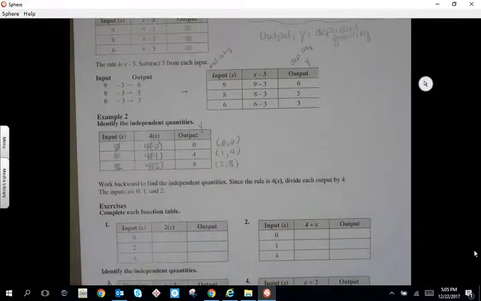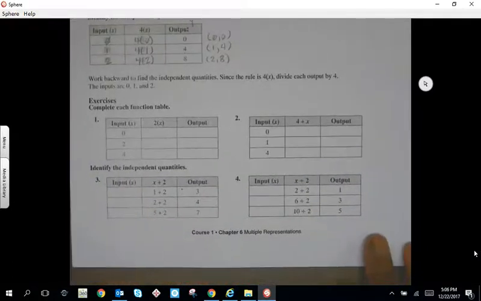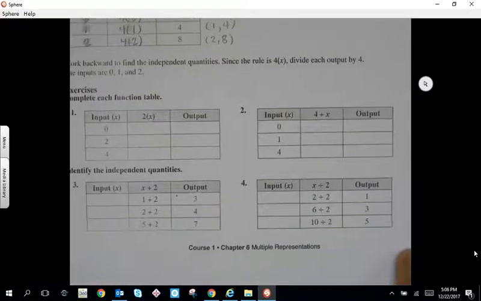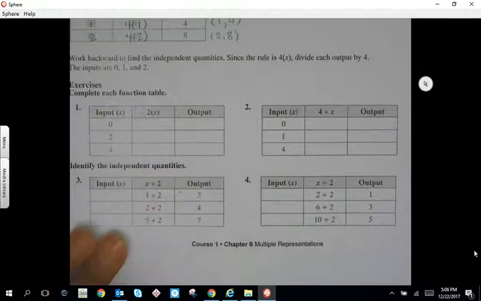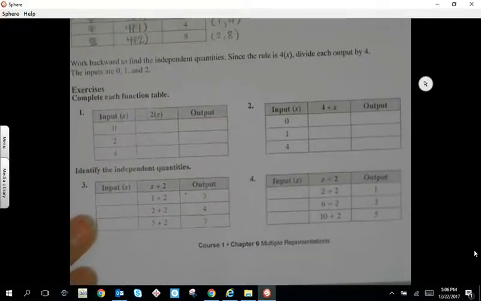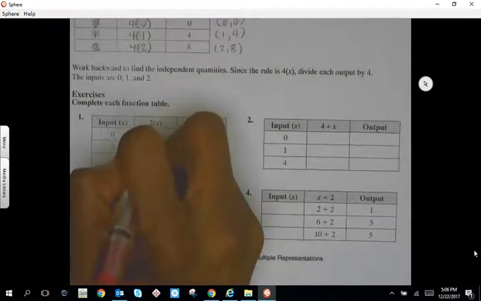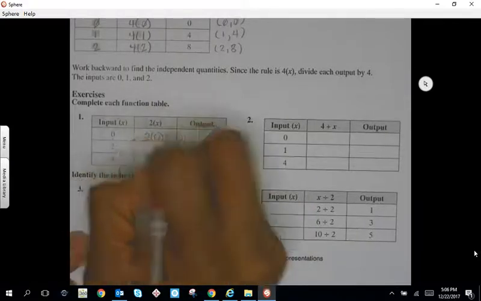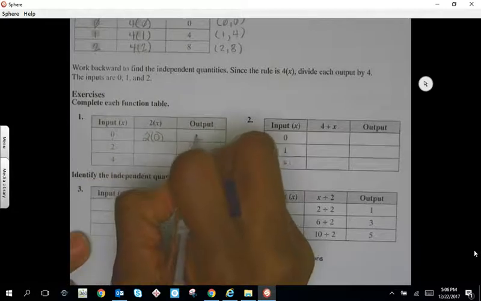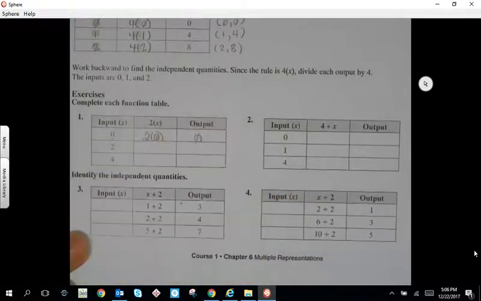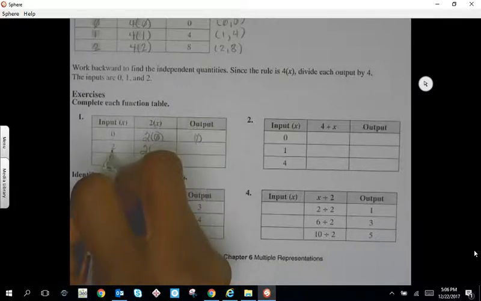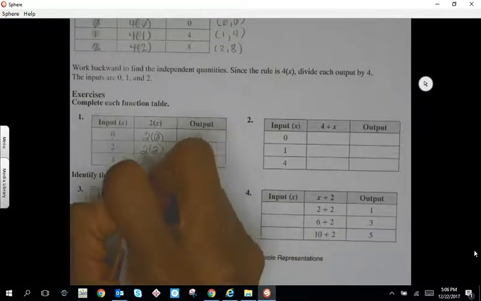I apologize. All right. Let's take a look at these 4. I'm going to go through these with you, and then, of course, I'm going to give you a couple to practice on your own. So, here's my input. This is my X. Now, if my X is 0, I have a rule that I'm multiplying by 2. So what that would look like is 2 times whatever my X is. 2 times 0 is 0. Why is my 0 like that? My rule is multiply by 2. This time my X is 2. 2 times 2 is 4.